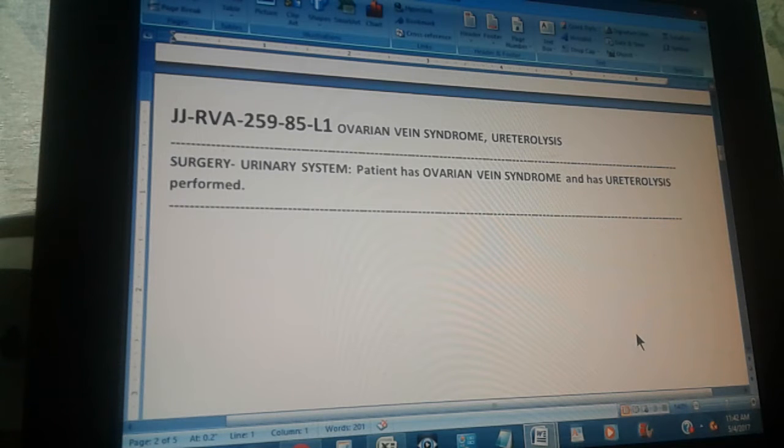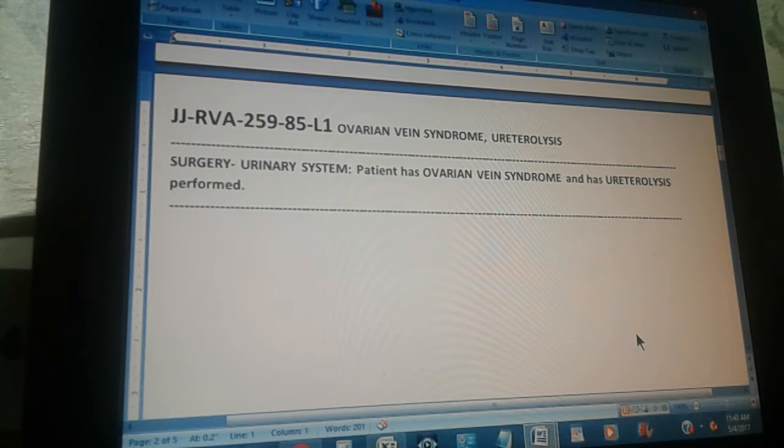This is a level 1 exercise, which means very easy. And the title is ovarian vein syndrome, ureterolysis. The problem reads like this. Surgery, urinary system. Patient has ovarian vein syndrome and has ureterolysis performed.